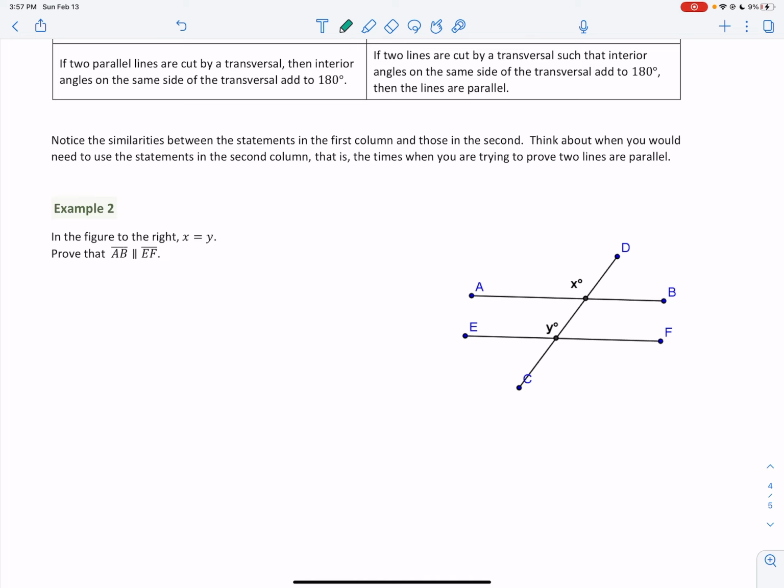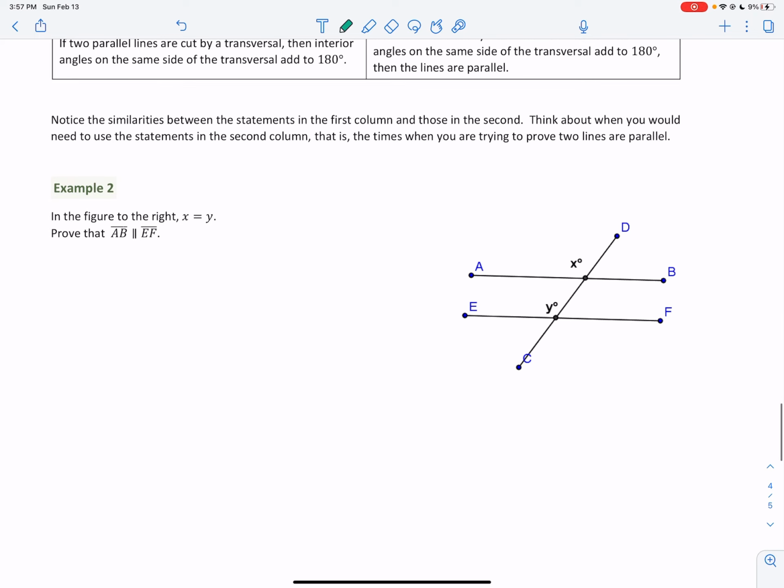So here's a good example of using a converse. In the figure to the right, x equals y. So we have corresponding angles. So we know that x is equal to y, which means that those two corresponding angles are equal in measure. But we don't know that AB and EF are parallel. We have to prove that. So we haven't been told that.